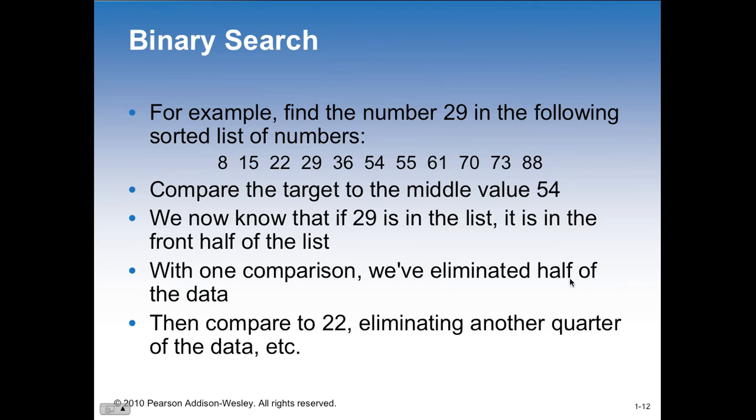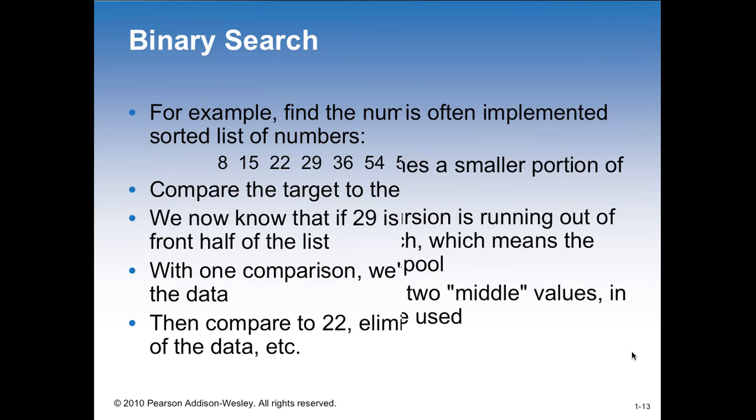So with one comparison, we've eliminated half of the data. And then we compare it to 22. We pick the middle, and then we say nope. And then we compare it again to whatever we have left, and we're going to find it, essentially. So we can compare 22 and eliminate another quarter of the data as well.